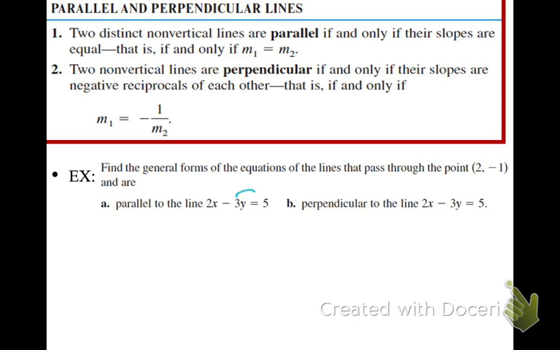I'm going to add the y and subtract the 5. How about you guys? 2x minus 5 equals 3y. And then what are we going to do with that 3? Divide. So we get y equals 2/3 x minus 5/3.